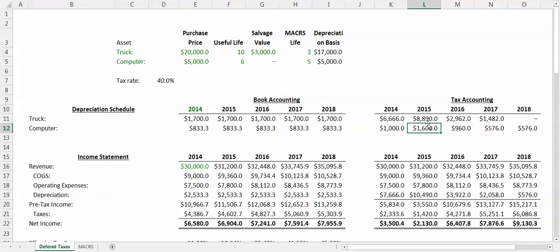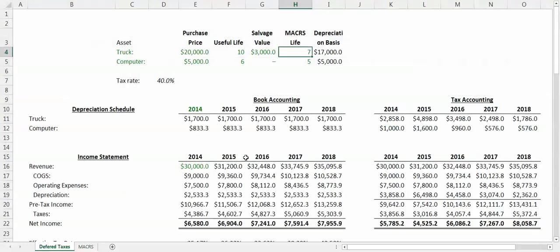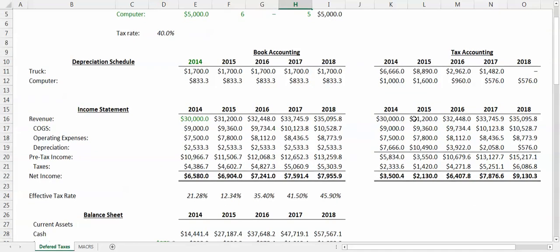Now, how the model's set up here is you don't have to worry about any of these. Up here, you can just change, if I want to change this to a 7-year useful life, it's going to automatically update. It looks up which row to use and which column to pull the depreciation number from. If it's 0, it'll give you 0 value, but I'm going to change that back to a 3. So again, don't worry about this. It will show you the differences here.